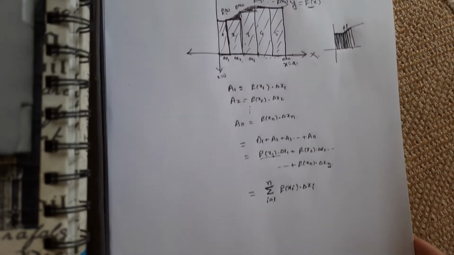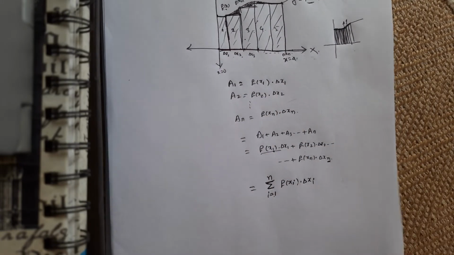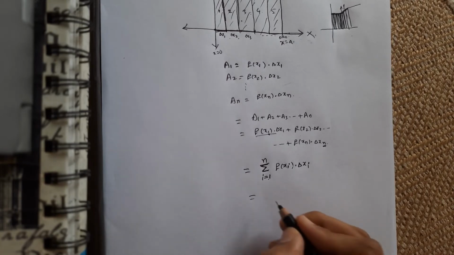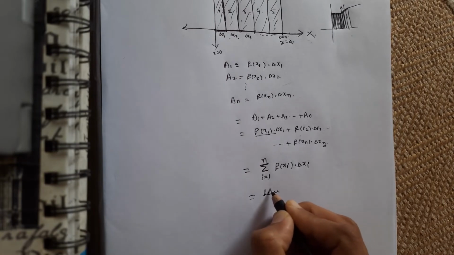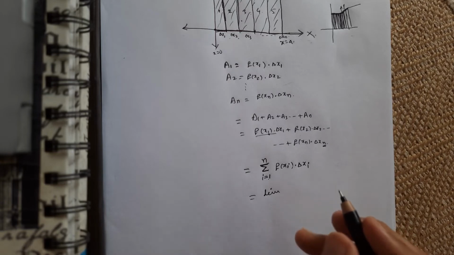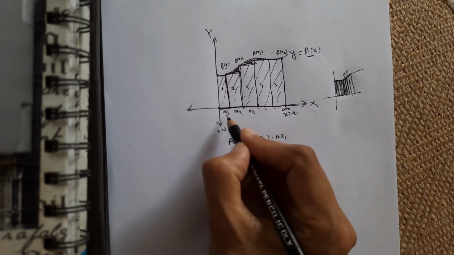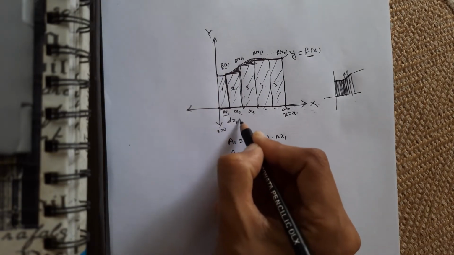So if I want the correct value, I need to take a very small part of this delta x. So instead of delta x, I will write it as dx1.